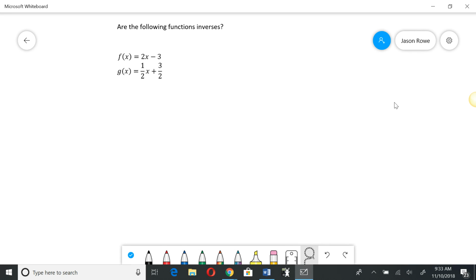So here's my similar example. Are the following functions inverses? I've given two functions, and I need to determine if they're inverses. So here is what I need to find. I need to find two composite functions. The first I need to find is f of g of x. And then I need to find g of f of x. And by doing so, I will be able to determine if these are inverses.